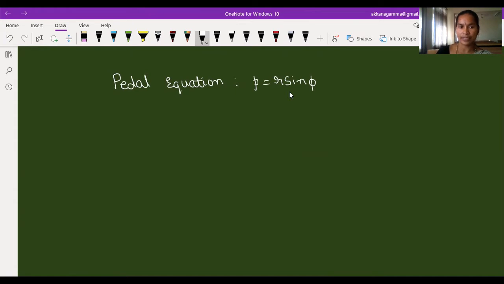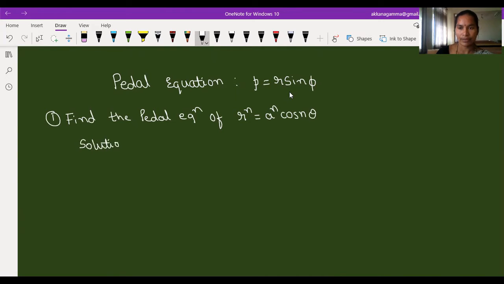So here we have a simple example. Let us consider an example on the pedal equation: find the pedal equation of r to the power n equal to a to the power n into cos n theta. This is the curve given, so we have to identify the pedal equation for the given curve. Let us consider the solution part.